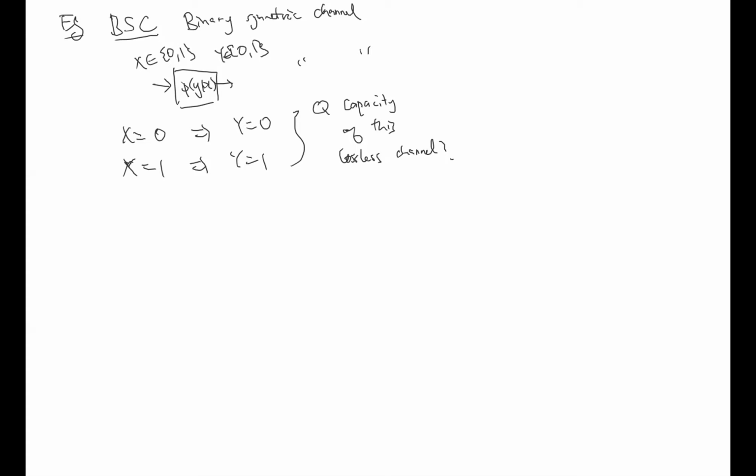Okay, let me give a second example now. What if whenever I send out 0, I have y equal to 1, and whenever I send out 1, I have y equal to 0? So what will be the capacity then for this channel?